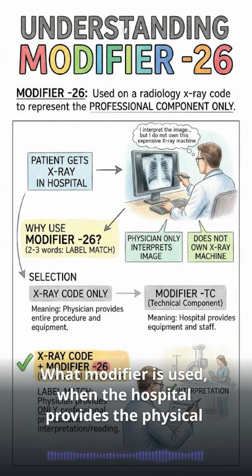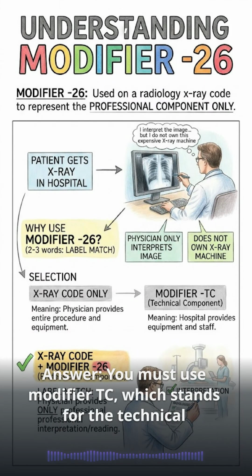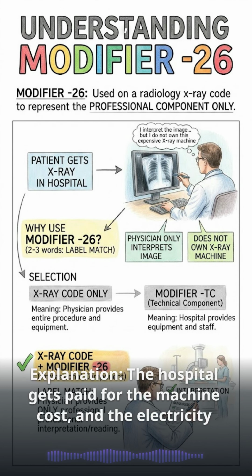78. What modifier is used when the hospital provides the physical radiology X-ray machine? You must use modifier TC, which stands for the technical component of service. The hospital gets paid for the machine cost and the electricity used today.